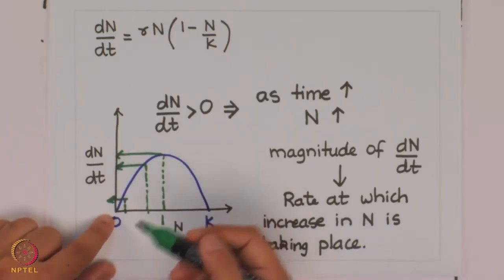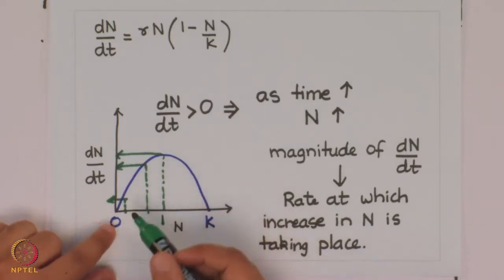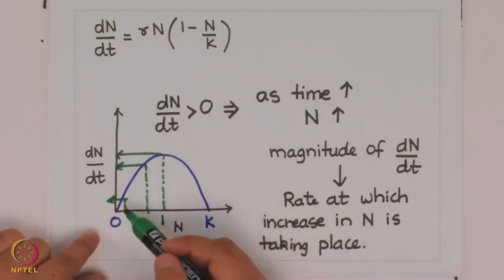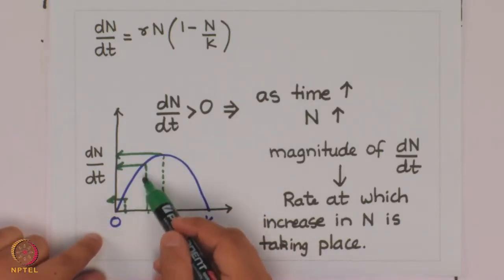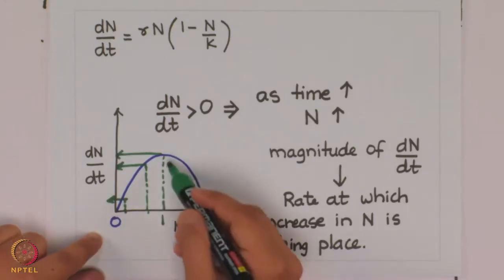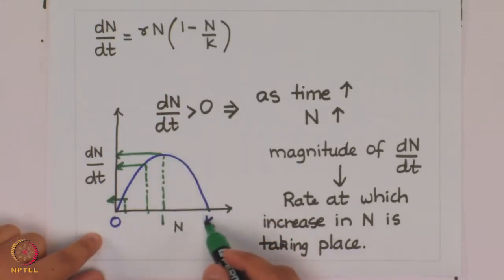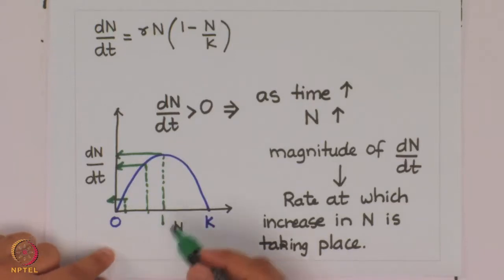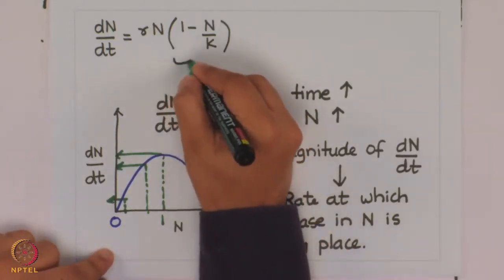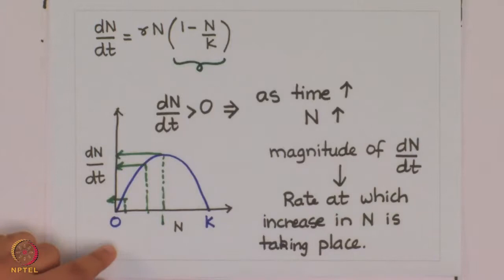Because division is happening for a higher number of cells, the number of new progeny being produced is increasing, and hence dn by dt increases with time. But why does it slow down if n is continuously increasing? Because that is where this factor of the equation comes into the picture, the resource limitation associated with this.